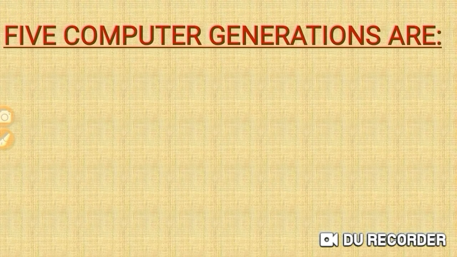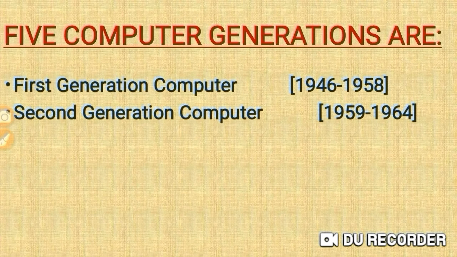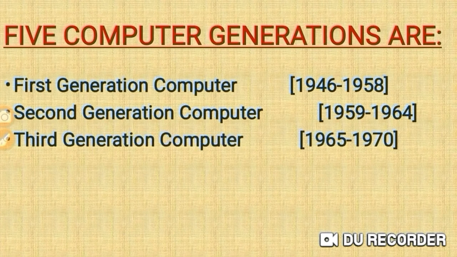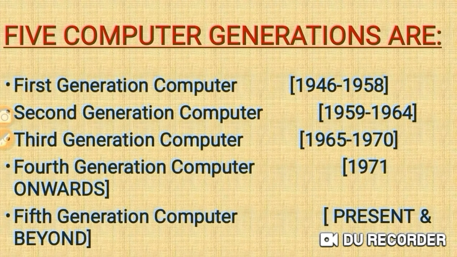Let's see the duration of each generation of computers. First generation computers were developed between 1946 to 1958. Second generation computers were developed during 1959 to 1964. Third generation computers were developed during 1965 to 1970. Computers developed from 1971 onwards come under fourth generation, and fifth generation computers are in the process of development.